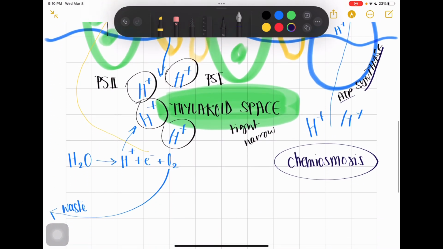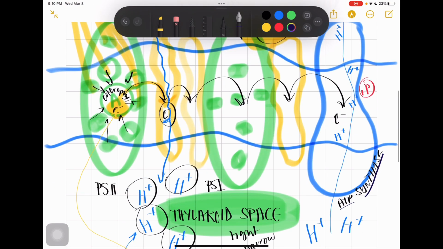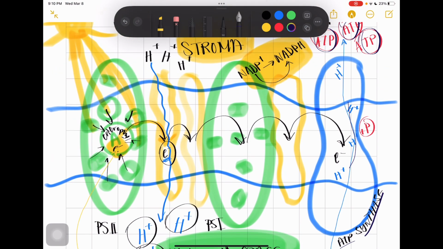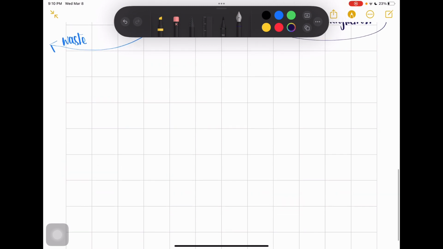And another thing we have to know is phosphorylation, because we're phosphorylating the protons or whatever is moving through ATP synthase by using light, in the presence of light. All right, perfect.